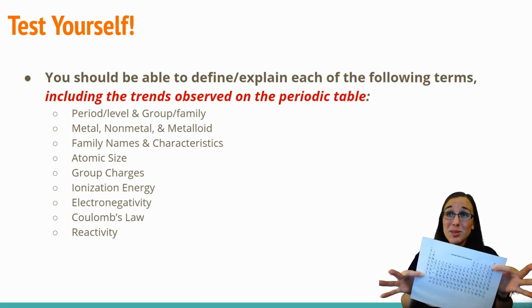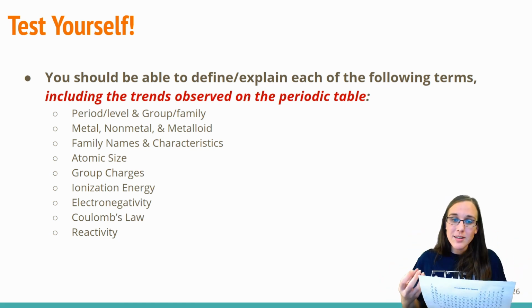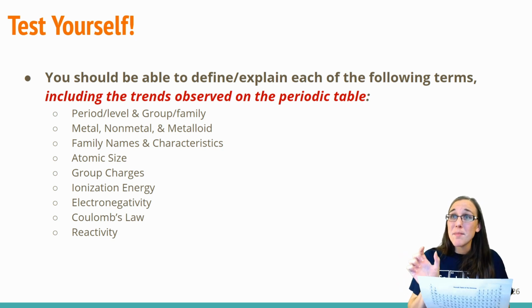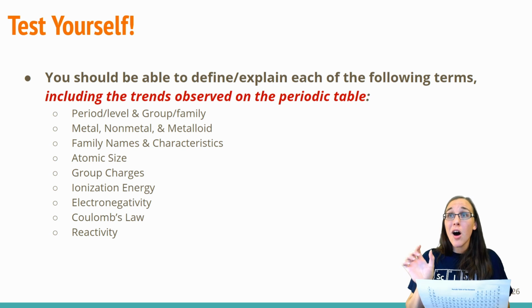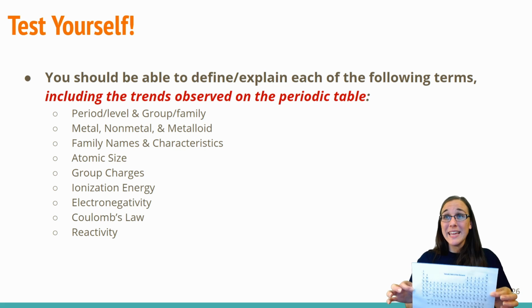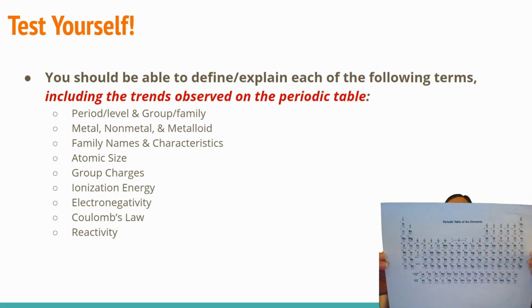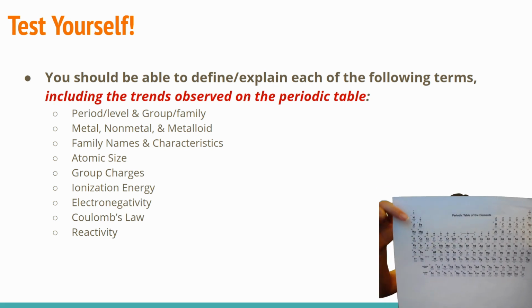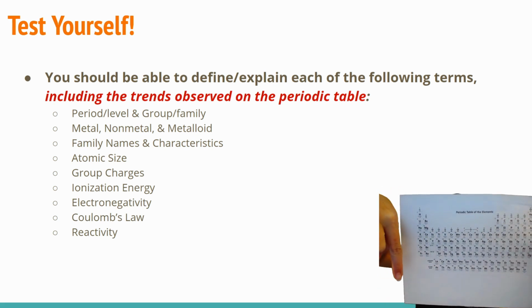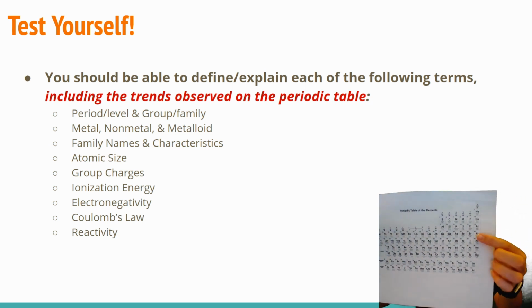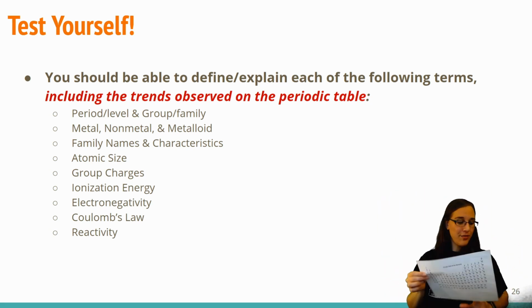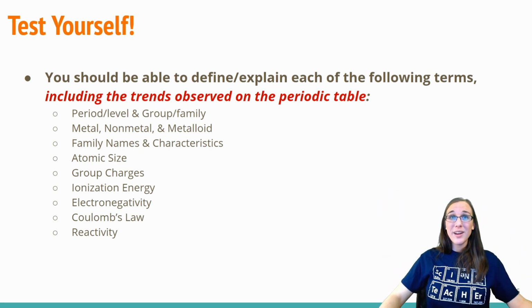You should also be able to explain Coulomb's law, how the force is dependent on the radius, the atomic radius, and the amount of charge to pull on that distance. And reactivity. Reactivity, if we're looking at the alkaline earth side, so over here, we know that as we go down, it becomes more reactive. And on the halogen side, we know that as we go up, it becomes more reactive. That's the periodic table for you in a nutshell.